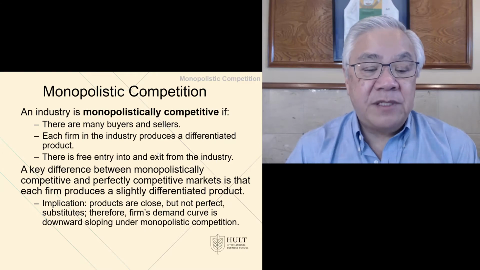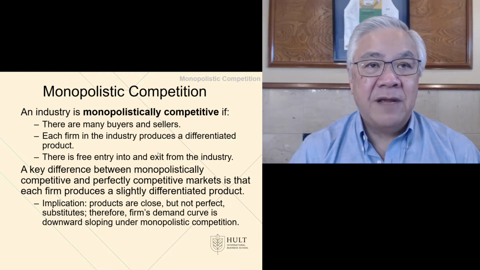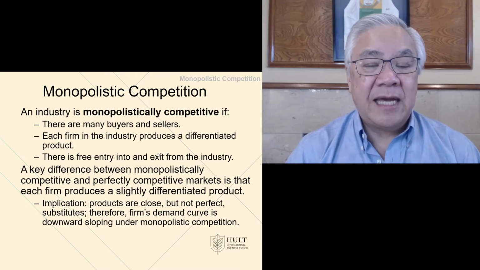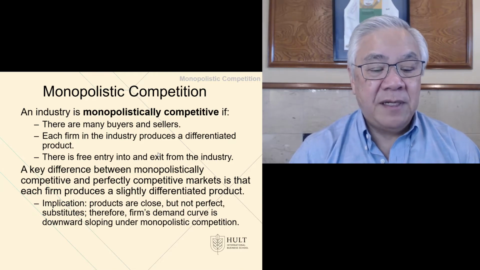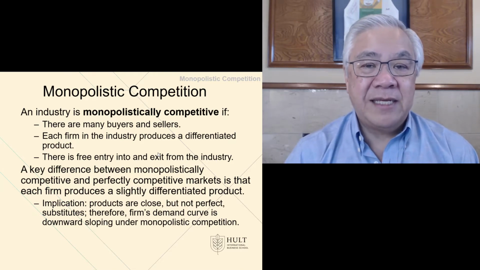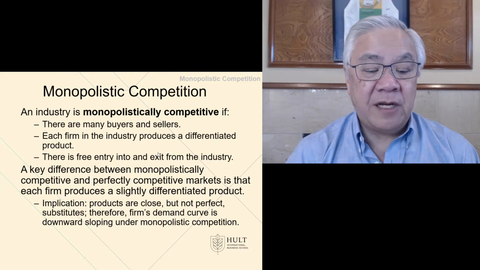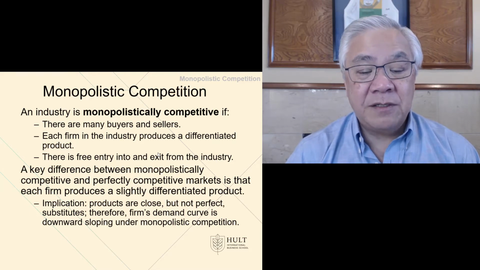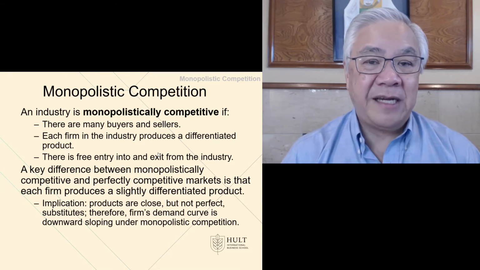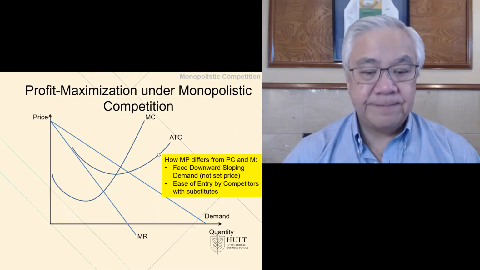The key difference between monopolistic competition and perfect competition is that there's a slightly differentiated product. And the implication is that there is incentive for firms to differentiate, and there are close substitutes, but there is a way to modify demand based on your actions.